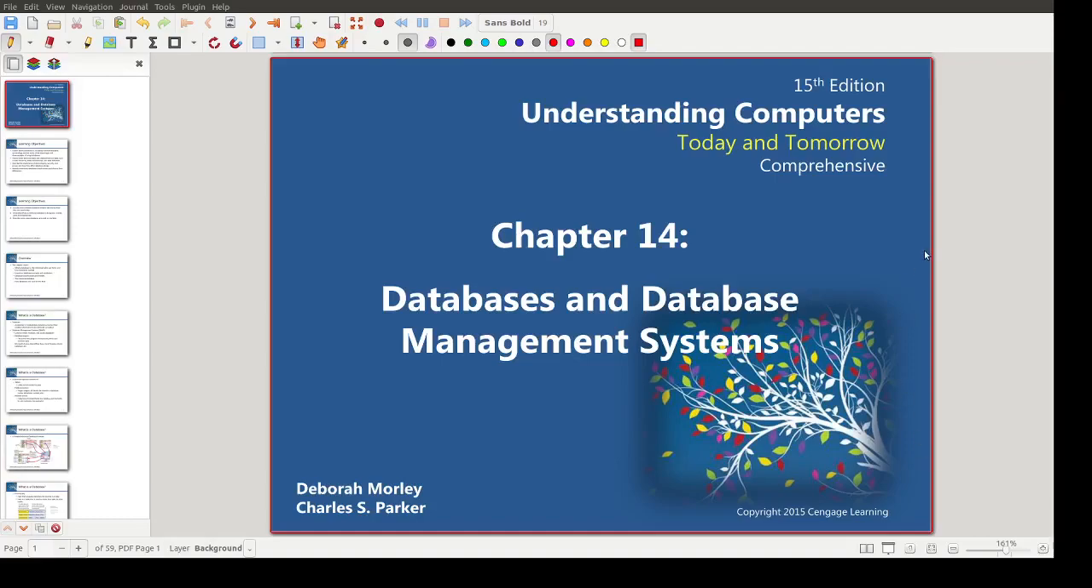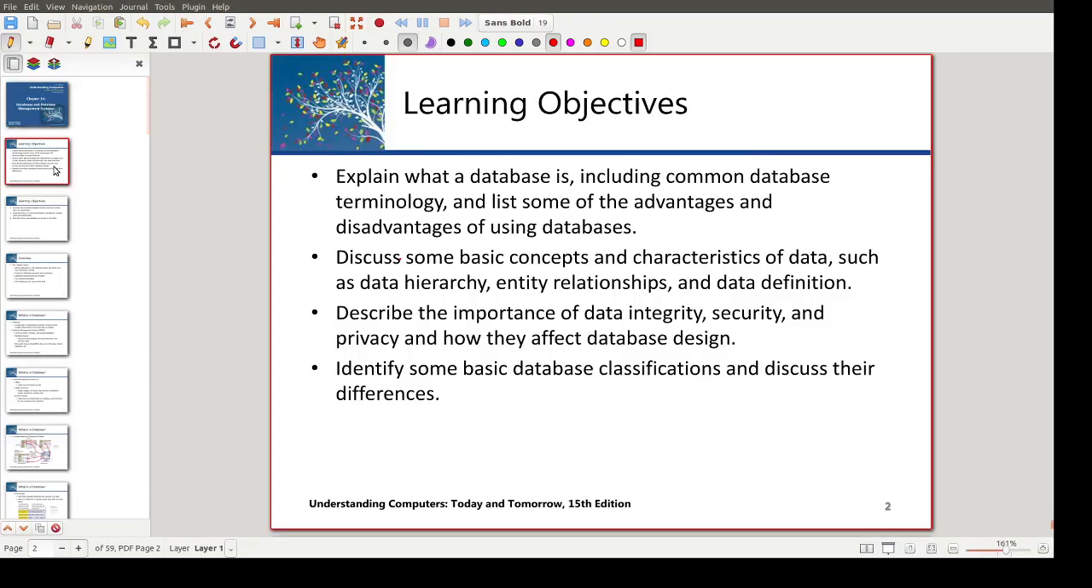Inshallah, today we are going to cover chapter 14 in the book Understanding Computers Today and Tomorrow. We'll study chapter 14, Databases and Database Management Systems. This chapter's learning objectives are to explain what databases are, including common database terminology, and list some of the advantages and disadvantages of using databases.